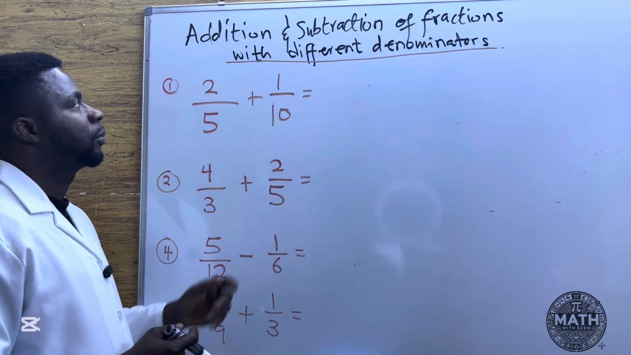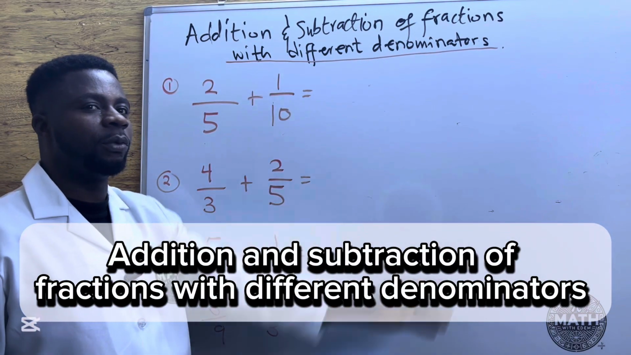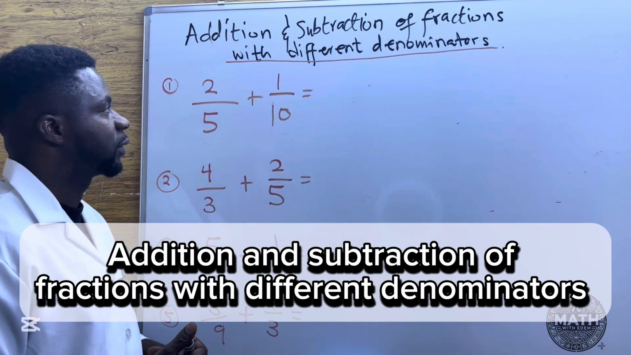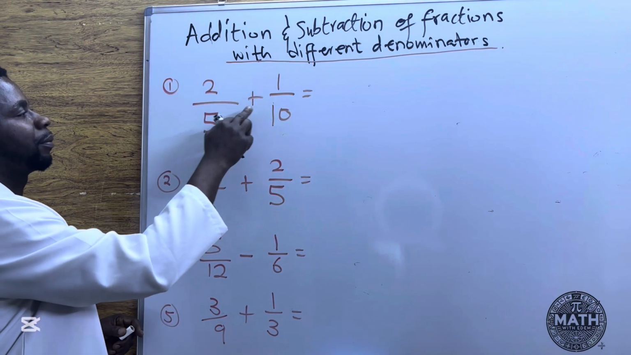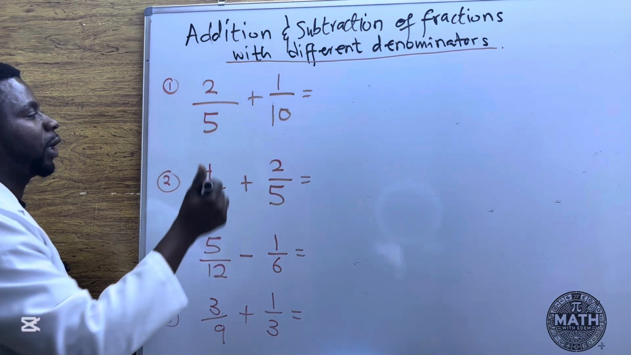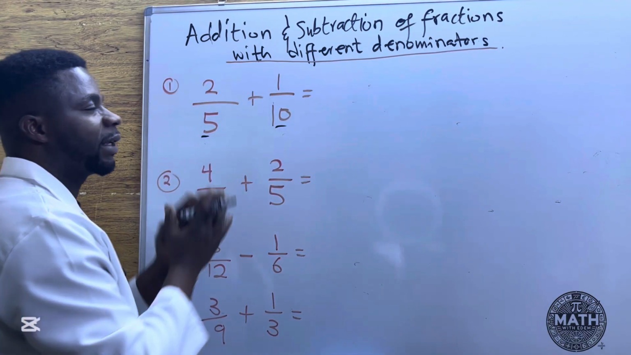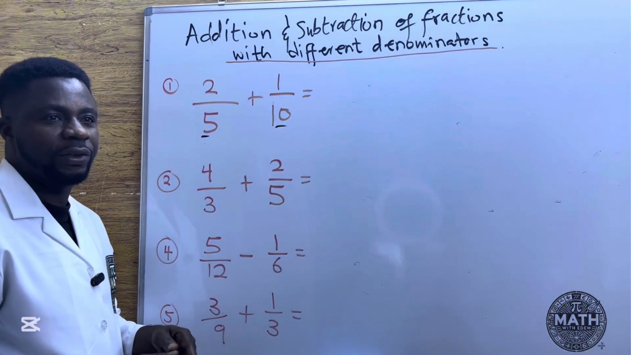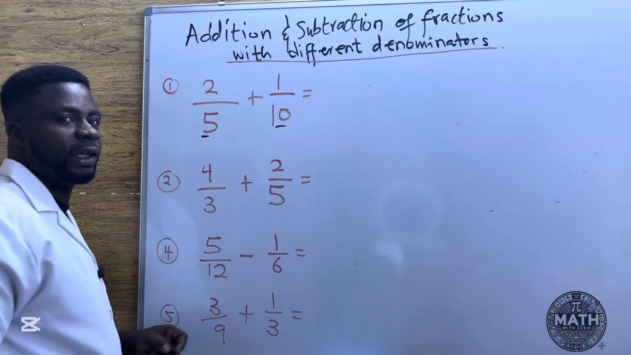In this tutorial, we are going to be doing addition and subtraction of fractions with different denominators, or addition of fractions with unlike denominators. So let us begin. We have 2/5 plus 1/10. Alright, so in this case, you realize that the denominators are different. So it is very difficult to add the fractions because we have different denominators, or unlike denominators. So our focus is to make the denominators the same, to make it easier for us to add.